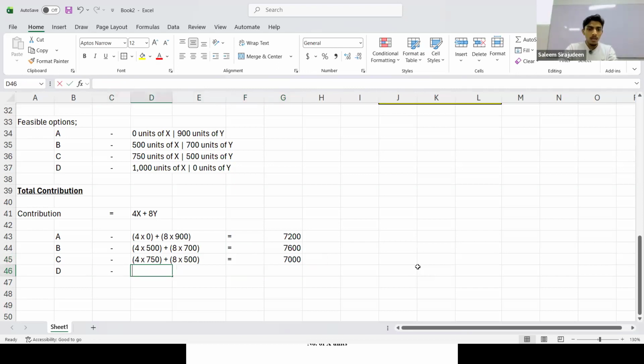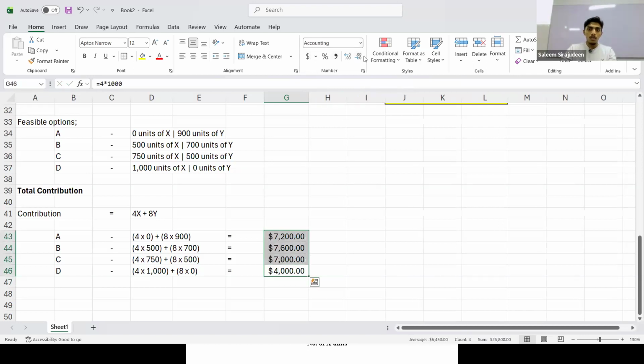Point D, 4 into 1000 plus 8 into 0. Then it will be equal to 4 into 1000. This is $4,000. Correct? Yes.